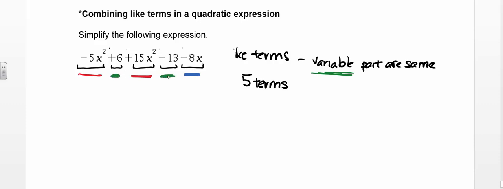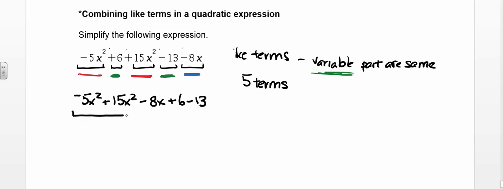Okay, so now we're ready to start combining. And I'll just go ahead and rewrite it so that we group things together. So I'm going to keep my negative 5x squared, and I'm going to group that with the plus 15x squared. Notice I take the sign that's in front of the number with me, right? Then I have a minus 8x, and then I have a plus 6, and I have a minus 13. Okay, so now I'm ready to combine.